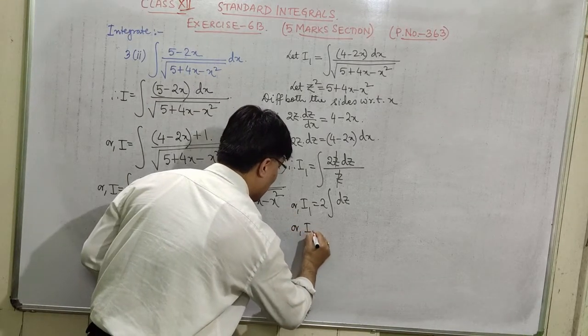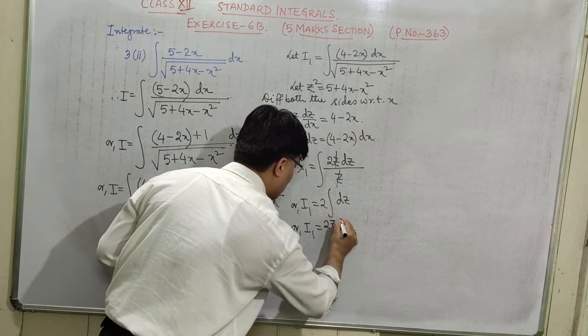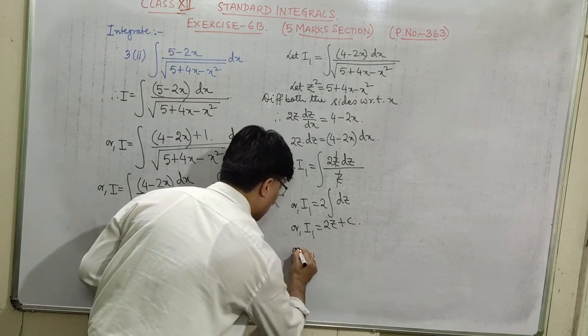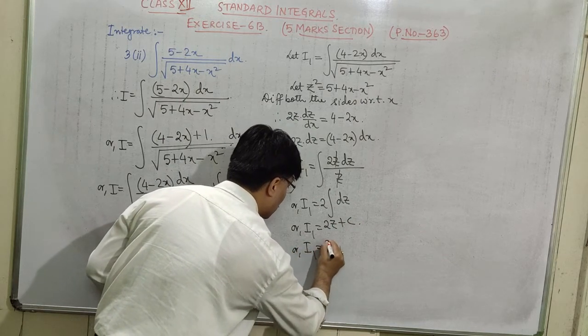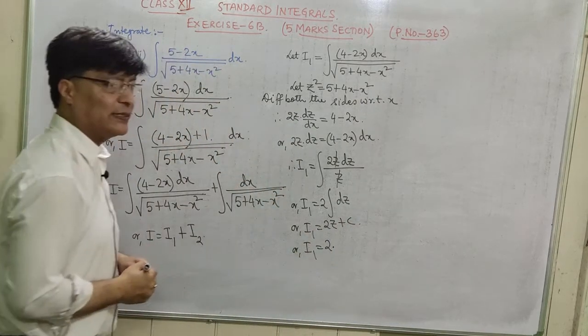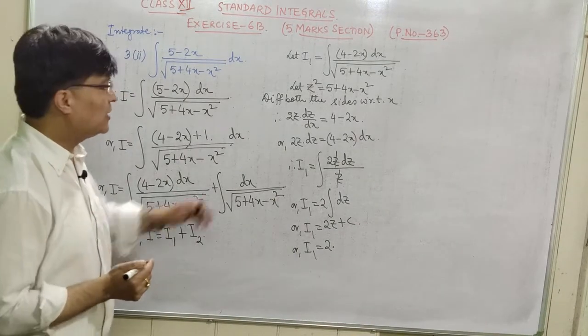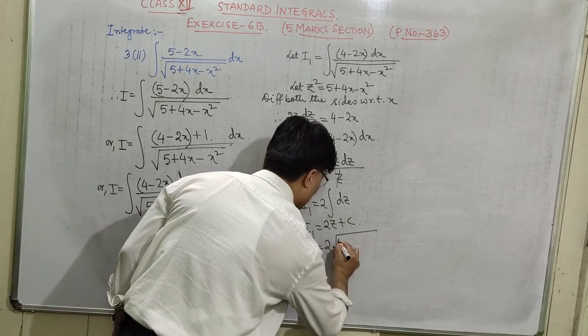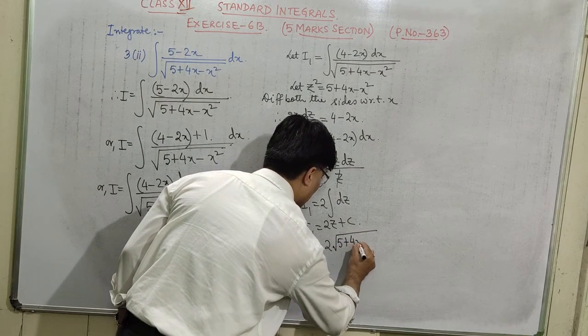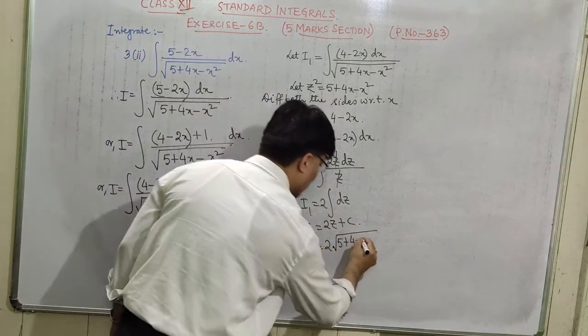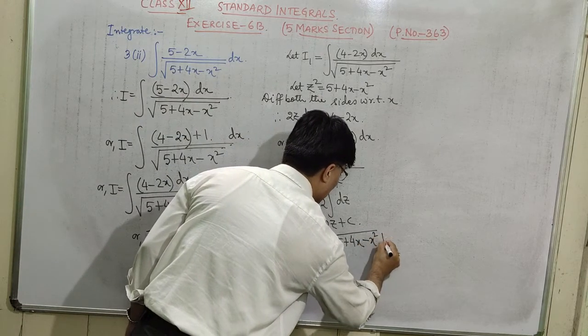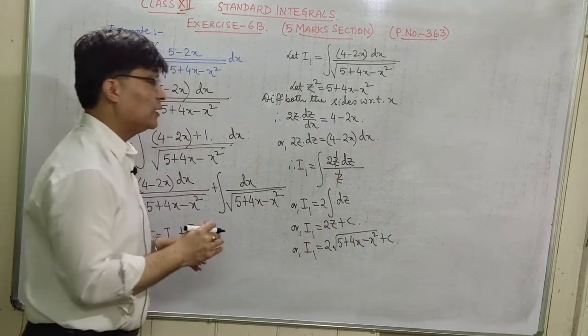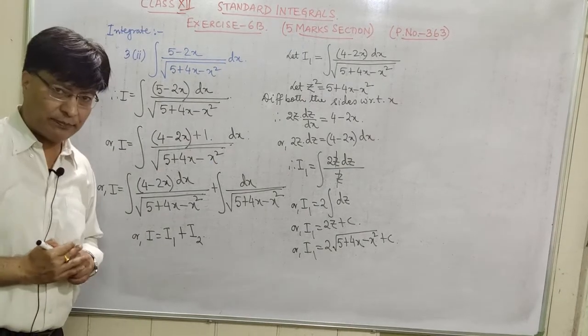Or I1 is equal to 2z plus c, or I1 is equal to 2 into, what is the value for z? What is z in this case? It is root over 5 plus 4x minus x square, plus c. So we have got the value for I1.